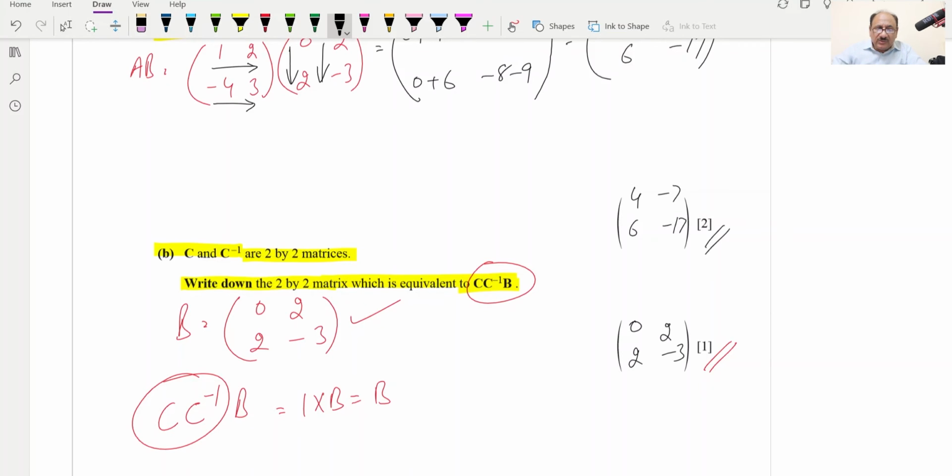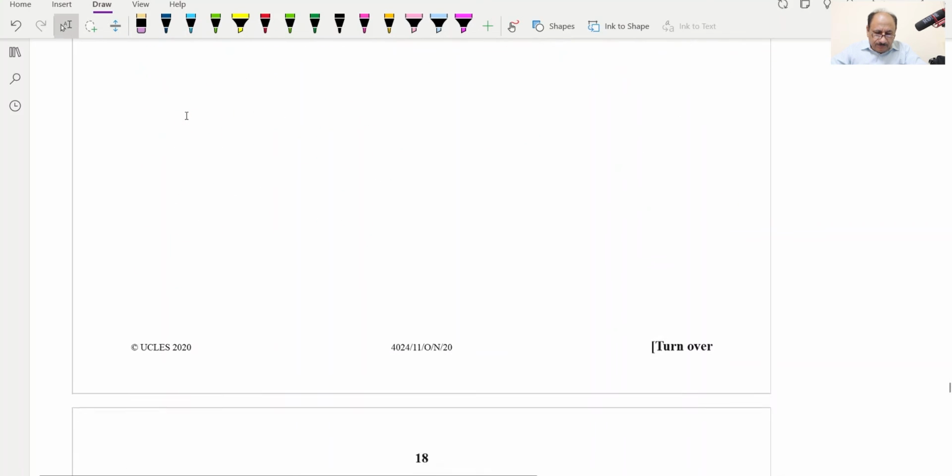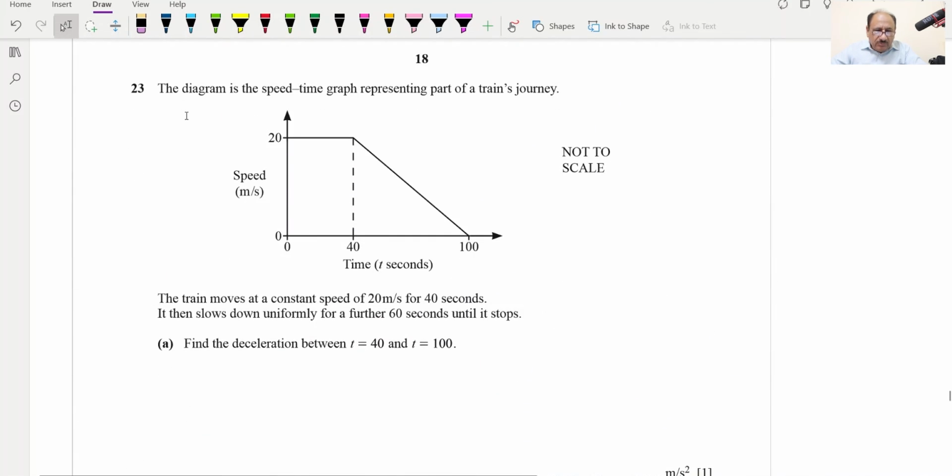This will be the answer. It is a 1 mark question, which we are done. Now question number 23, a diagram is provided, which is again not to scale. The diagram is the speed time graph representing part of a train's journey. The train moves at a constant speed of 20 meters per second for 40 seconds.